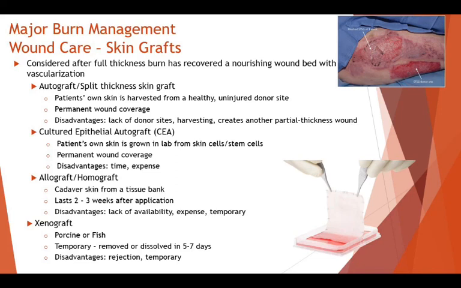So allograft or homograft means it's coming from something similar to yourself. Autograft means it's coming from yourself, so it's your own skin. Cultured skin is usually your own skin. Allograft, homograft is coming from another human, but like I said, it's usually rejected. And xenografts are from another animal.